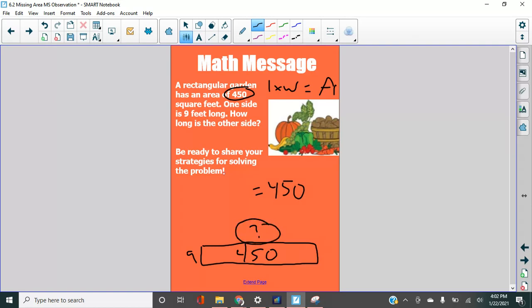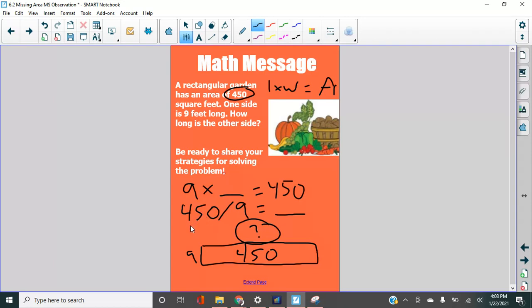So you know area, right? 9 times something equals 450. Can you write that as a division problem? I bet you can, right? 450 divided by, that slash is divided by, 9 equals something. Remember, when you're writing division, unless you're talking about fractions, division is going to be written with the biggest number at the start.